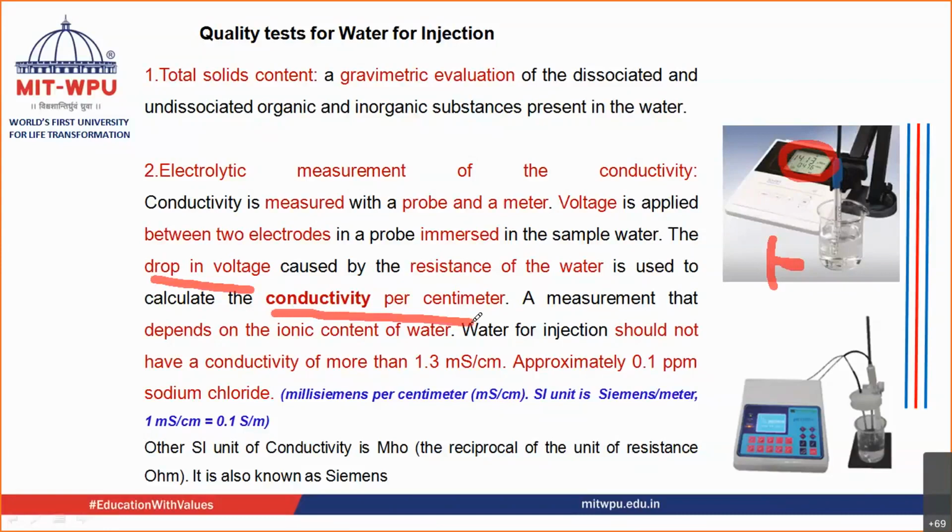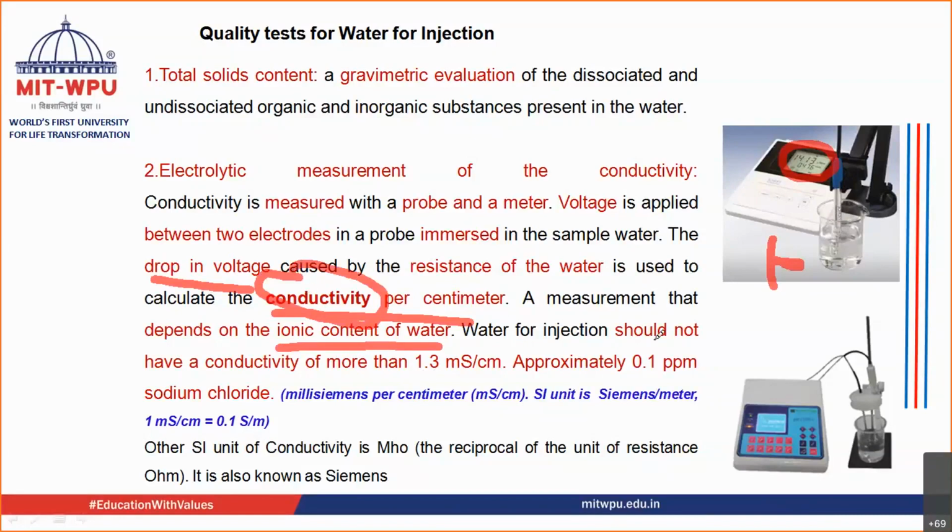As I told you, it depends upon the ionic content of water, that is, how many ions and how many undissociated and dissociated impurities are present inside the water. Depending upon that, there is going to be a drop in voltage, and you are going to get the conductivity.